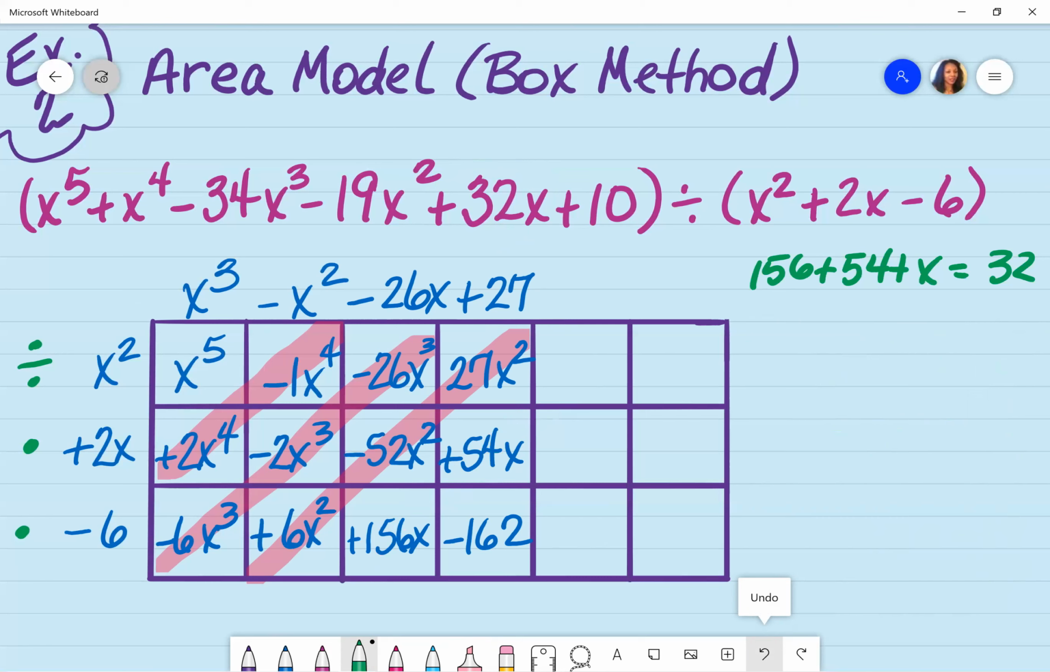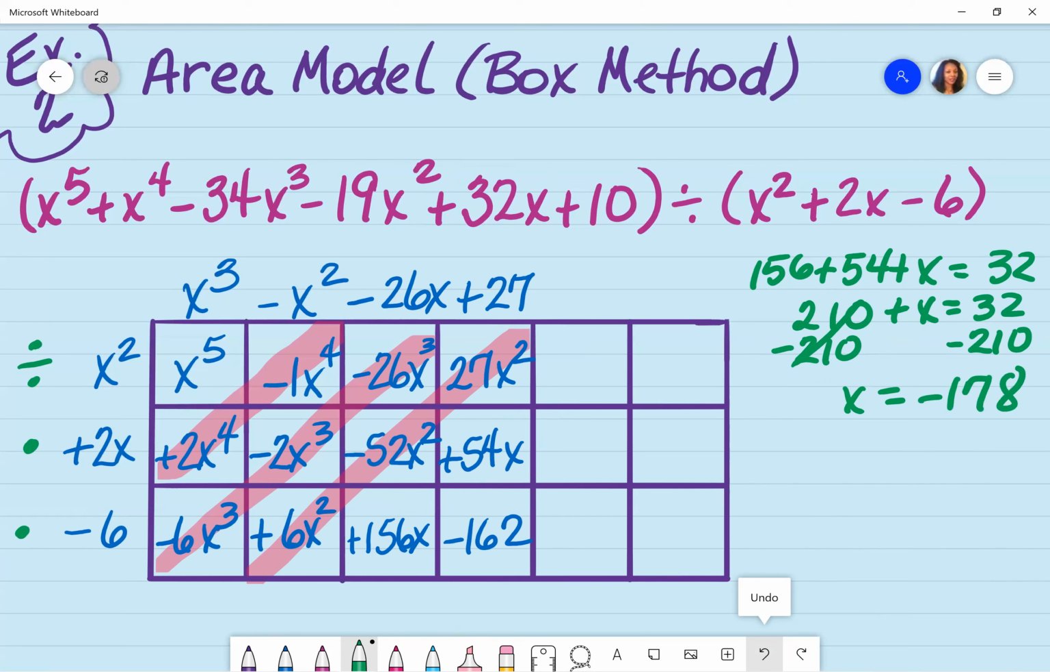156 plus 54 is 210 plus X is equal to 32. And then I'm going to try to solve for X. So that means I have to take the inverse. X is equal to, let's see, 32 minus 210, which is negative 178. So that's what we're going to put in that box, negative 178X. When I add all those numbers up, it will equal 32.